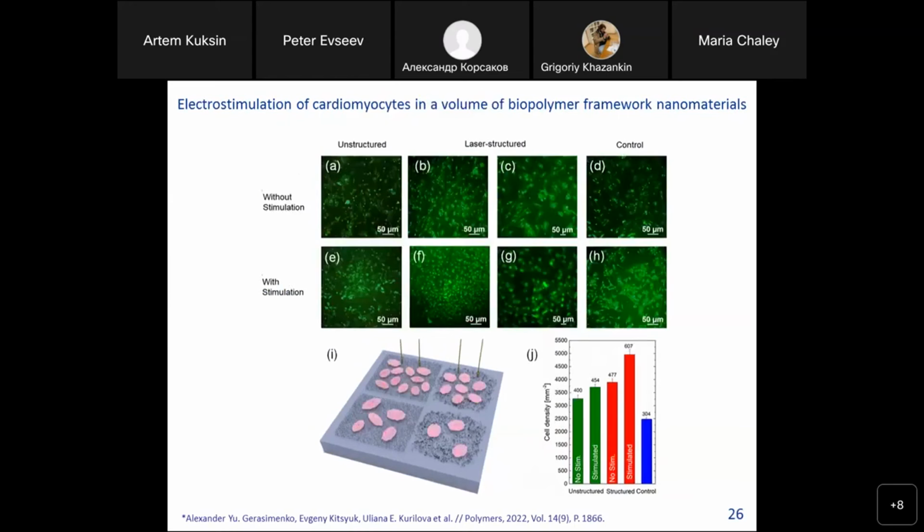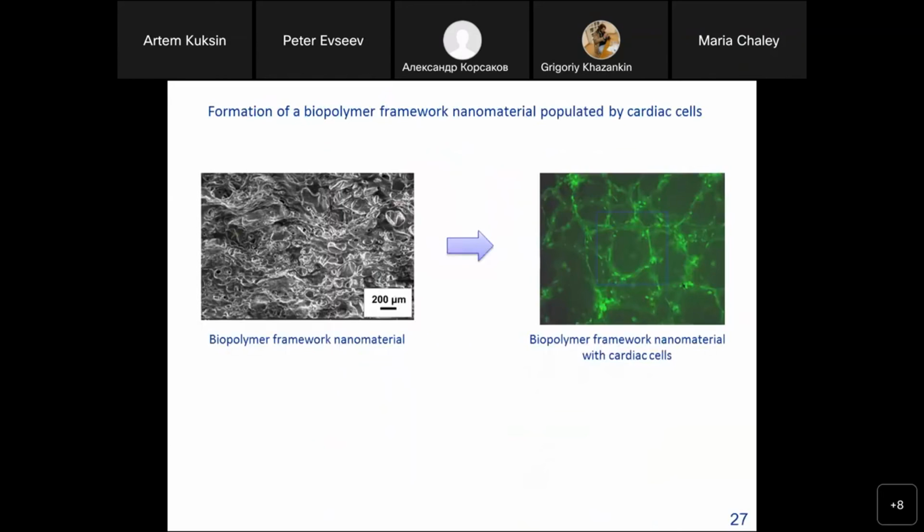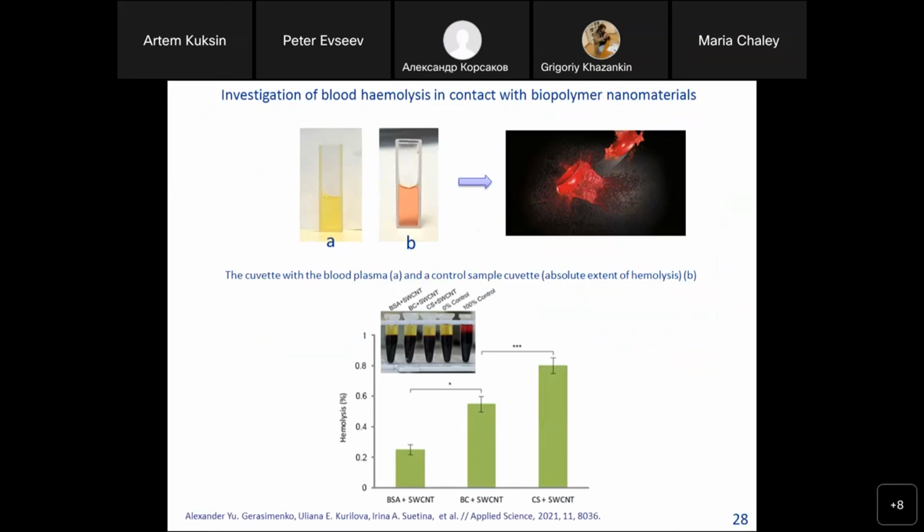Electrical stimulation of fibroblasts on laser-formed nanomaterials provided better cell growth. This was due to the control of the transmembrane potential. Also, electrical stimulation provided an increase in the cardiomyocytes growth ratio, since electrical stimulation of cardiomyocytes is able to provide synchronous beating instead of spontaneous. Thus, we obtained the filling of the porous structure of biopolymer nanomaterials with cardiac cells.